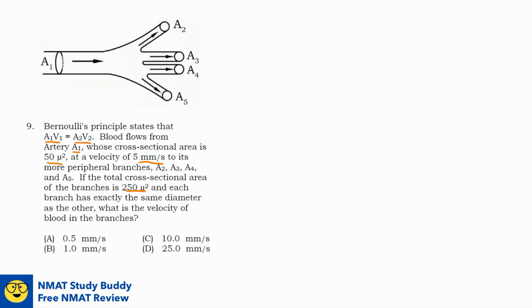So, binigay na sa atin yung formula, which is yung area 1 times velocity 1 equal to area 2 times velocity 2. And then sabi, yung cross-sectional area nung artery 1 is 50 microns squared.